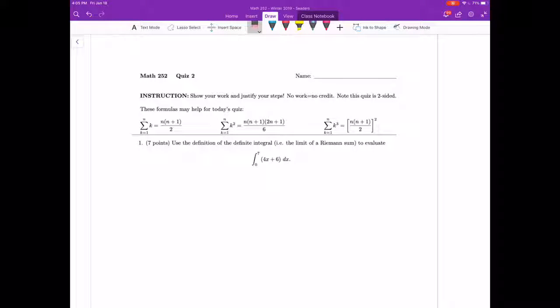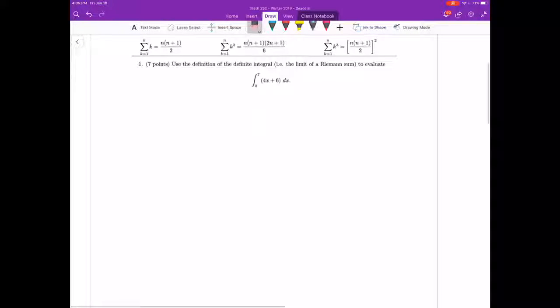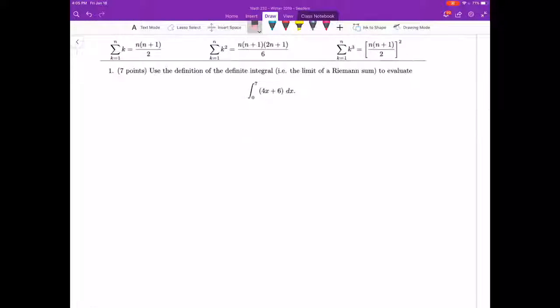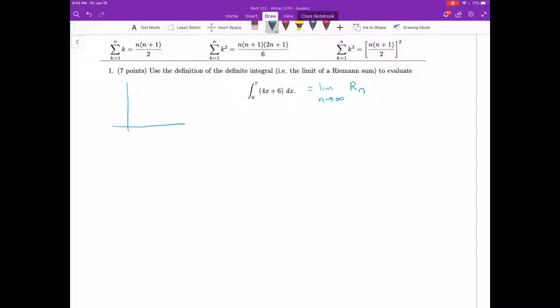So we're going to find the definite integral using the limit of a Riemann sum, which is the definition of the definite integral. So we're going to take the limit as my number of subdivisions goes to infinity. And I'm going to go ahead and use a right-hand Riemann sum.